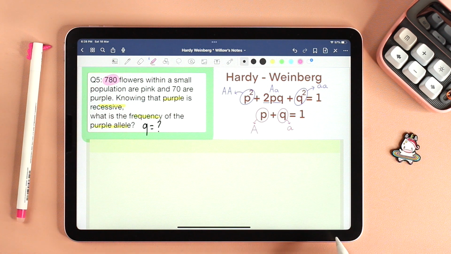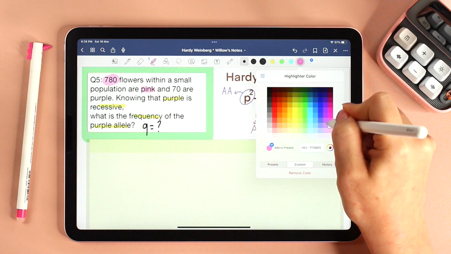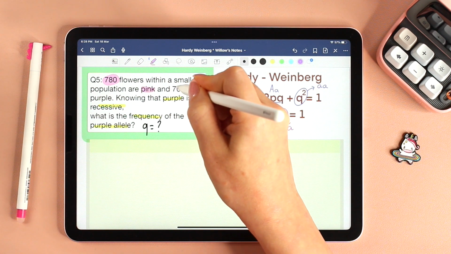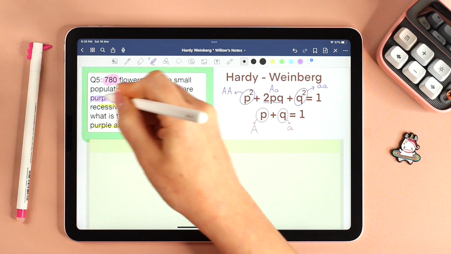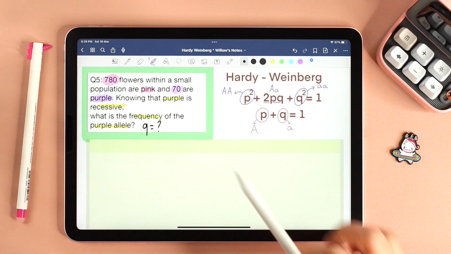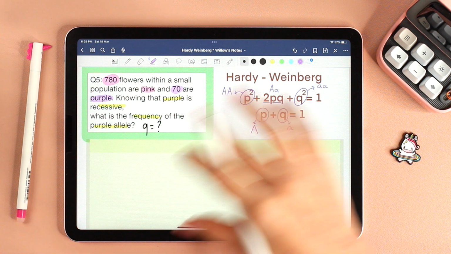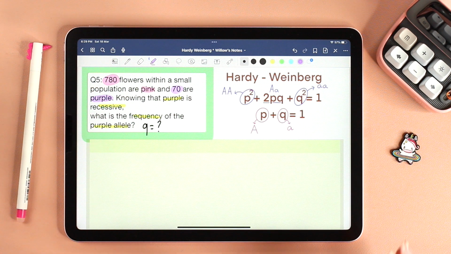780 flowers within a small population are pink. And I'm going to use a purple highlight to highlight 70 are purple. The first thing you should notice is that these numbers are not frequencies. 780 flowers are pink. 780 flowers out of how many flowers are pink? We don't know. We don't have a frequency. So when you have a question where the total number is not given, find it.